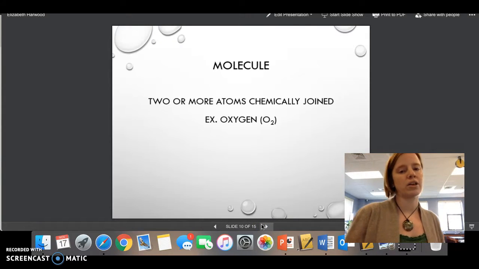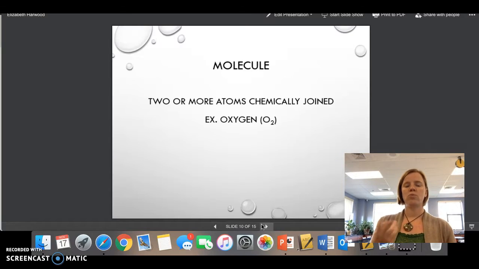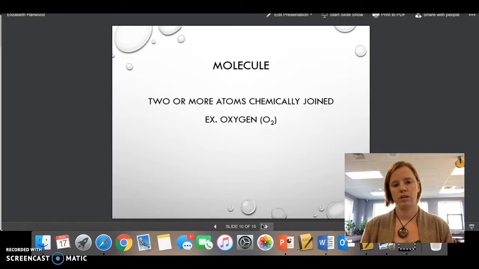Next, we have a molecule. Now, a molecule is two or more atoms that are chemically joined. So although oxygen is an element, the oxygen that we breathe in is actually two oxygen atoms. So O2 is the oxygen that we breathe. So under molecule: two or more atoms that are chemically joined, and an example is our oxygen.